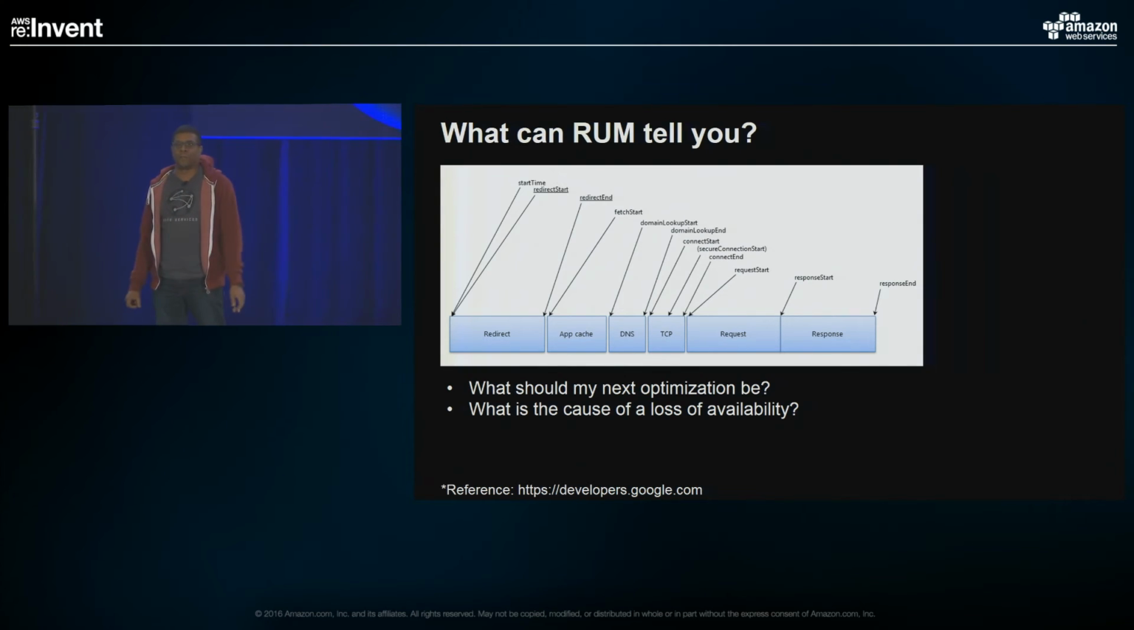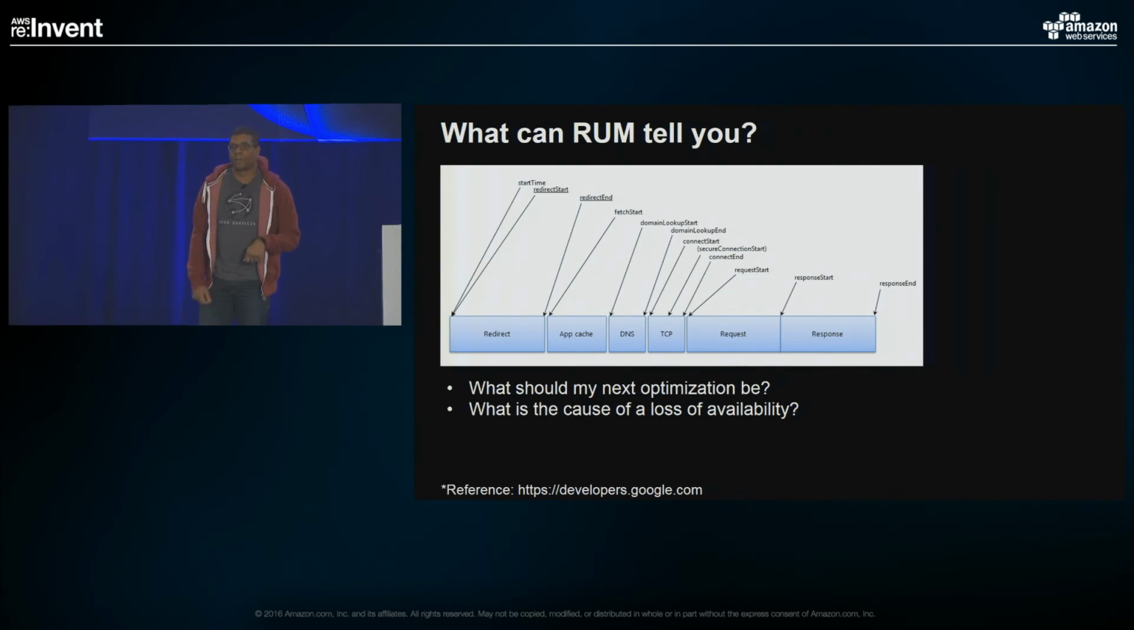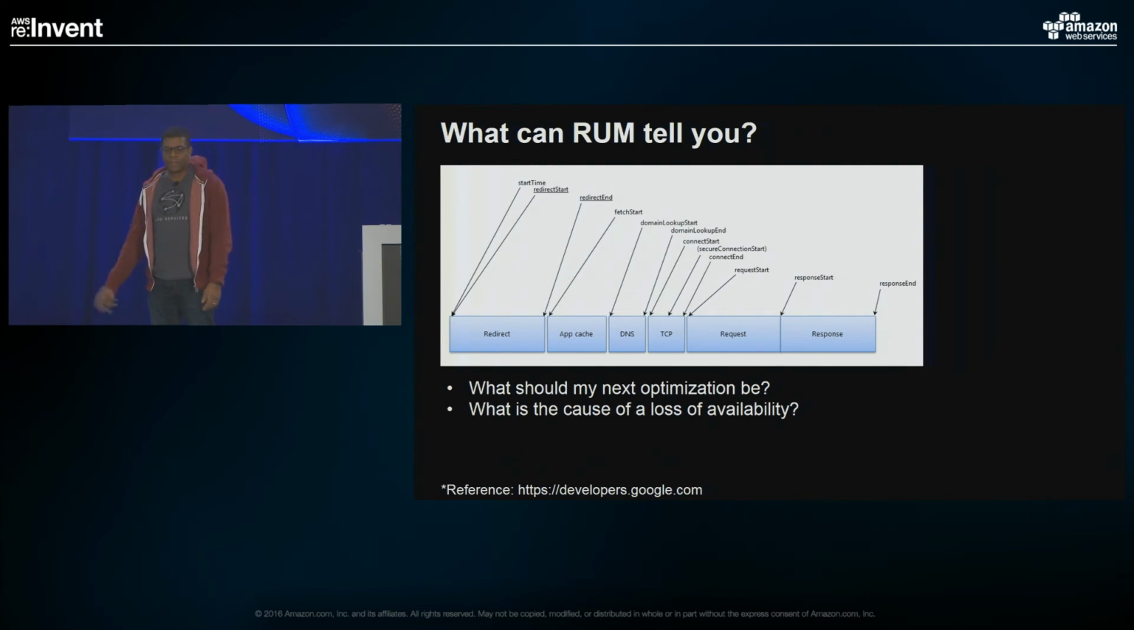So what can RUM tell you? What I have up here on the board is something that you can find in many different places. It's just the resource timing API. These are some of the different events that you can trigger your monitoring based off of. I'm not going to go through all of these, but let's cover a few important ones.